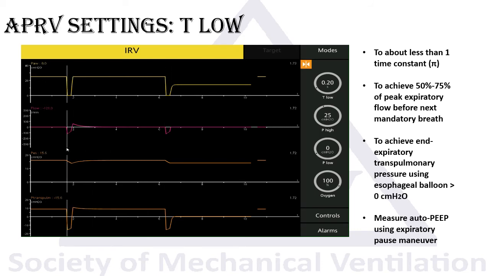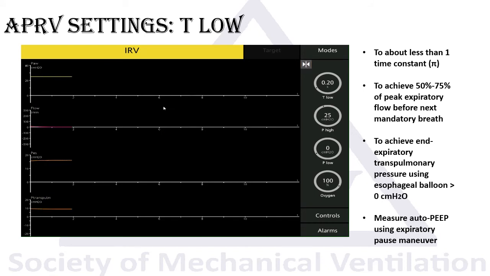And if you can see in this example, the peak expiratory flow is about 110, and the breath starting about here, the flow is 57, so it's about 50%, not 75%, but it's actually working good. Of course, the amount of auto PEEP will depend on the tidal volume. It will depend on the P high.